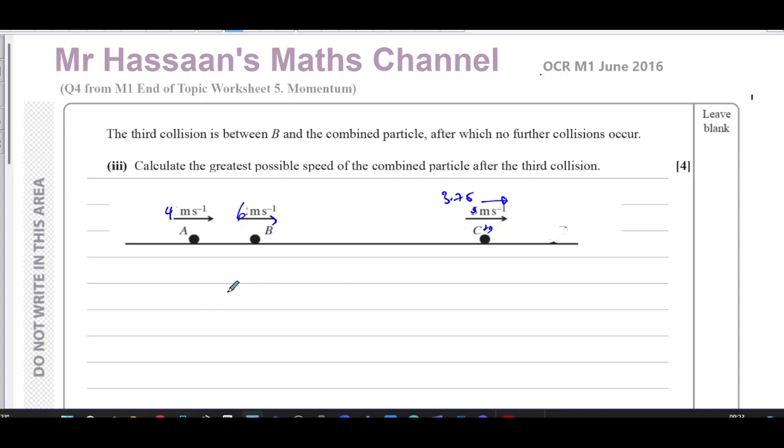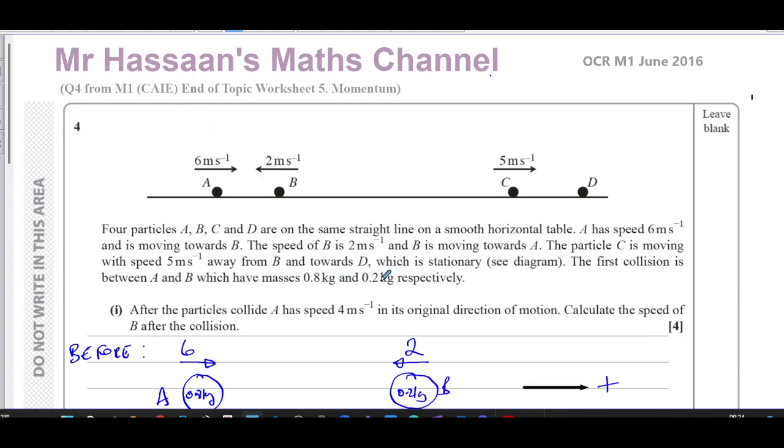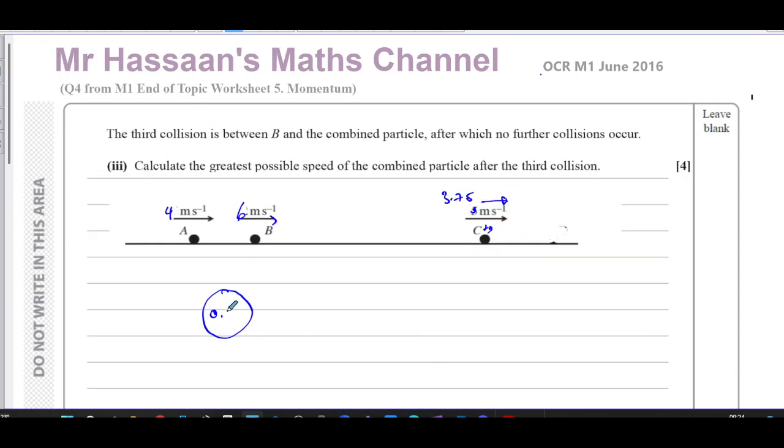So let's do a little diagram for that. B has a mass of 0.2, I think it was. Yep, 0.2 kilograms. And C and D together have a combined mass, if you remember, 0.1 plus 0.3, 0.4 kilograms. So that's B, and that's C plus D together as one particle. Before this new collision, B is moving at 6 meters per second this way, and the combined particle is 3.75 meters per second this way.